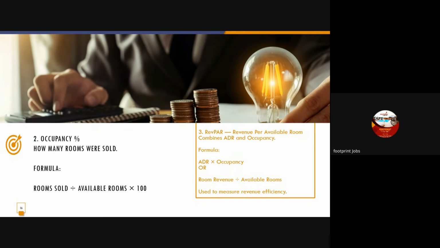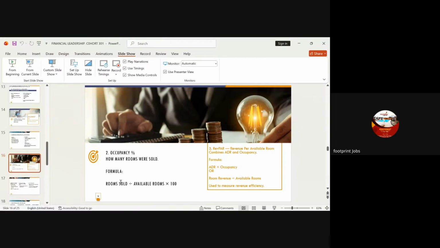Or the other way around. RevPAR is your revenue per available room, which combines ADR and occupancy. If you don't do it this way, you can do rooms revenue divided by available rooms. So what that means is that you take your rooms revenue: how much did you generate from rooms today?